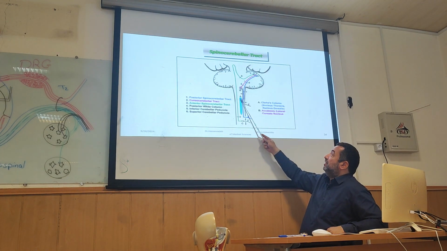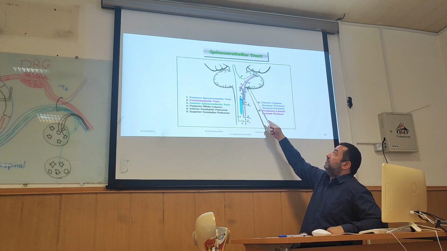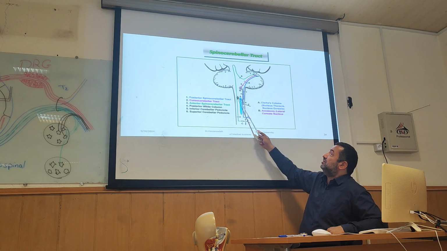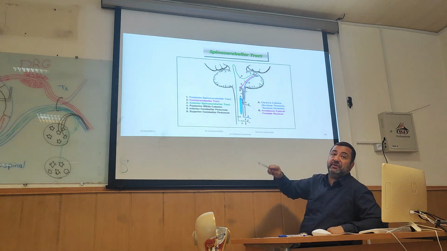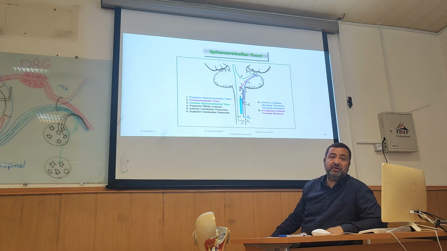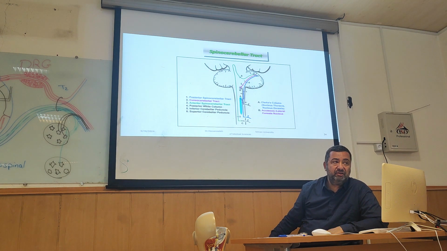You see here, this is Clark's nucleus. Here is the posterior spinocerebellar tract, and here is the anterior spinocerebellar tract. The anterior spinocerebellar tract has two crossings. Is it clear?